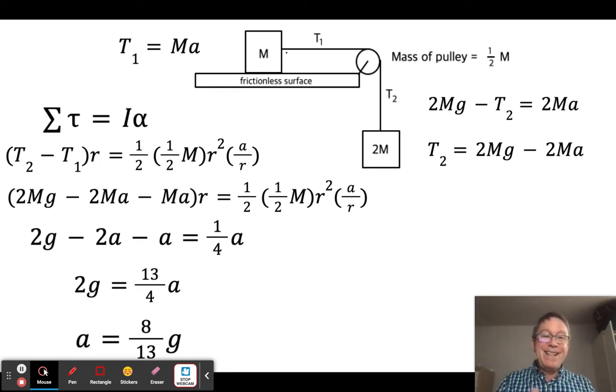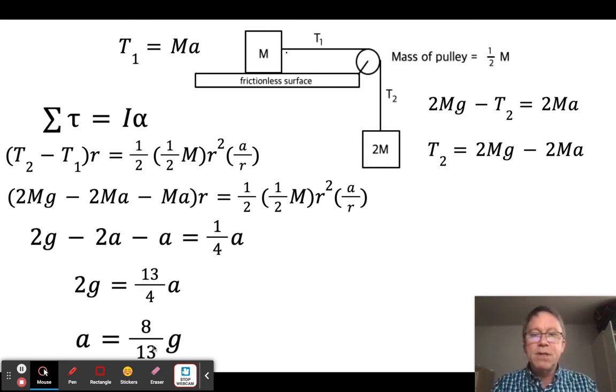Look, the only time you'd have to do this would be on an FRQ. You're not going to do this on an MCQ. On an MCQ, what you need to know is if this thing is going to rotate and it has mass, the tension forces have to be different. If it's massless, then they are the same. That's what you need to know for an MCQ. But in this case, you need to know how to do all this if you've got an FRQ. But now I know this.